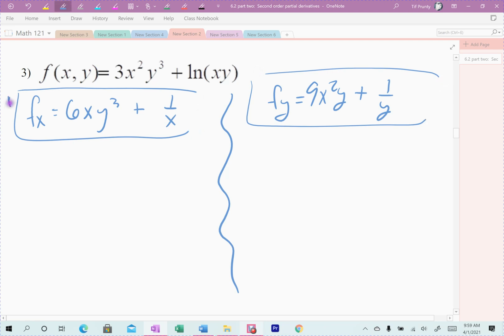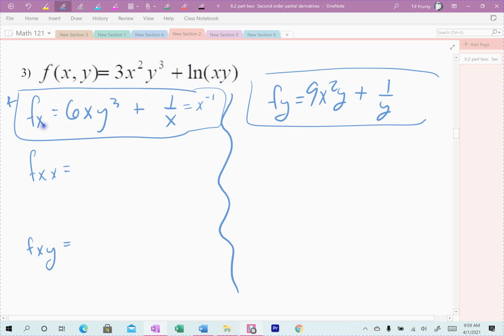Alright, so I'm going to start here. And so before I get started, I'm actually going to rewrite. Remember, 1 over x is the exact same as x to the negative 1. That way I don't have to use the quotient rule. I'll do the same thing over here with the 1 over y, but I'll do that when I get there. Alright, so now the second derivative of these functions, first with respect to x, and then with respect to y.